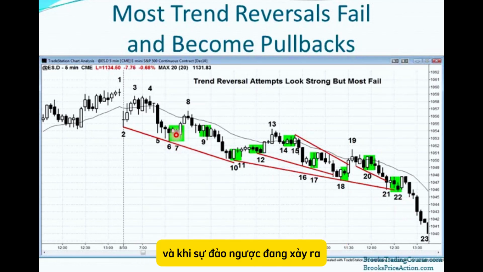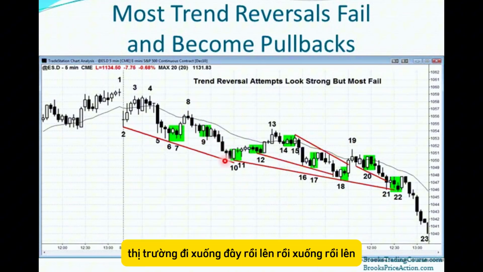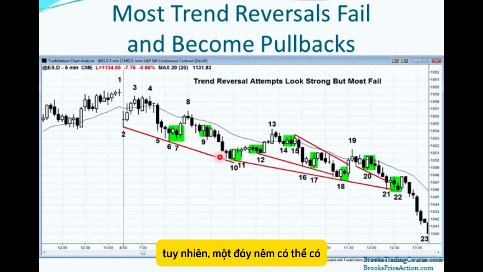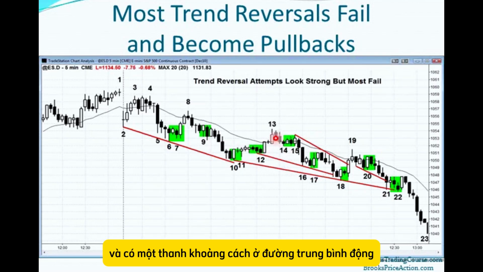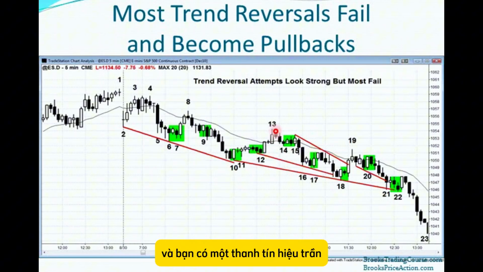And as the reversals are happening, they look strong. For example, look at this one. You have two strong bull bars, failed at the moving average. Here you have a double bottom, it broke out to the downside, and you have a micro double bottom. The market went down here and up, and then down and up, and you have a bull bar closing on its high, a possible wedge bottom. However, it ended up being just two legs up, and there's a gap bar at the moving average, a low above the moving average in a bear trend, and you have a bear signal bar, so that's a good low too short. Two legs up, 1, 2.